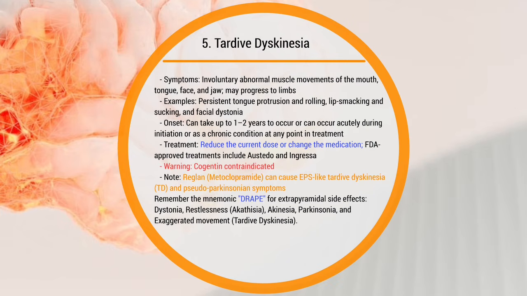So how can you remember the extrapyramidal side effects? Think of this as DRAPE. D is for dystonia, R for restless, which reminds you of akathisia, A for akinesia, P for parkinsonism, and E for exaggerated movement, which is the TD part of the acronym. So, DRAPE.